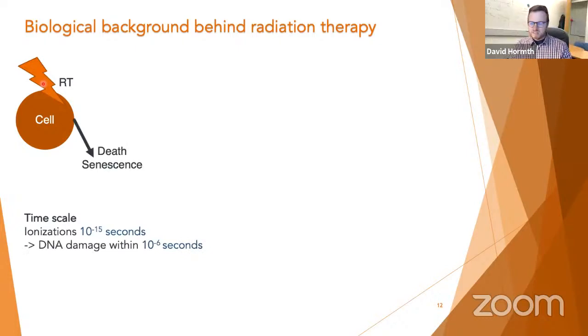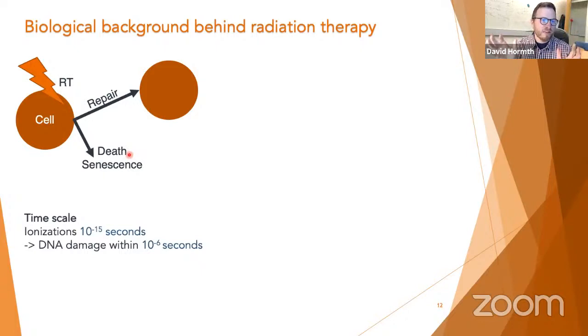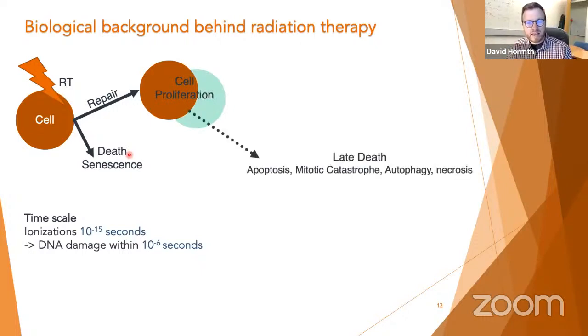Some of these cells receive significant damage, so that they undergo death or senescence following this treatment. And then some of these cells, actually a vast majority of them, undergo a repair process. Some of these are successfully repaired and can proliferate. Some fail to repair that DNA damage and undergo a late death, or die at a later time point. This could be due to apoptosis, maybe mitotic catastrophe.